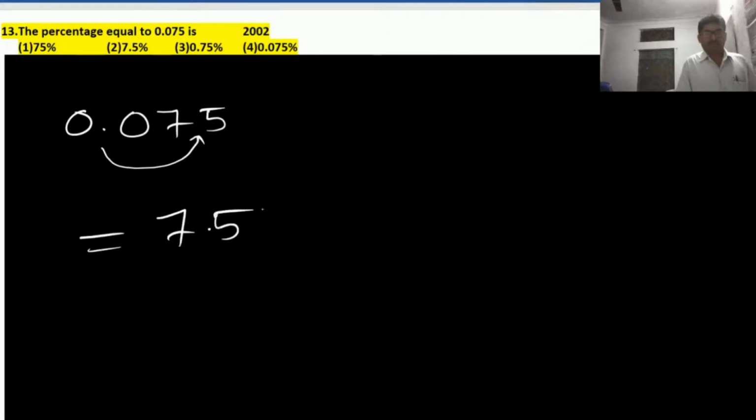Question number 30. The percentage equal to 0.075 is, this is a decimal number, 0.075. We have to convert it into a percentage. To convert into a percentage, simply shift the decimal to the right by 2 places and keep the percentage sign. 7.5. Option 2.